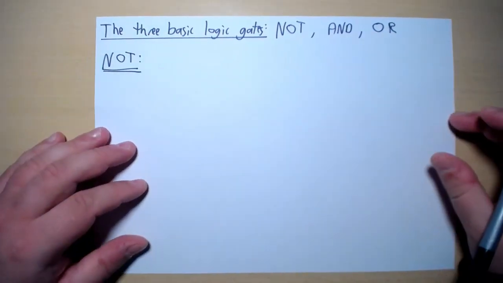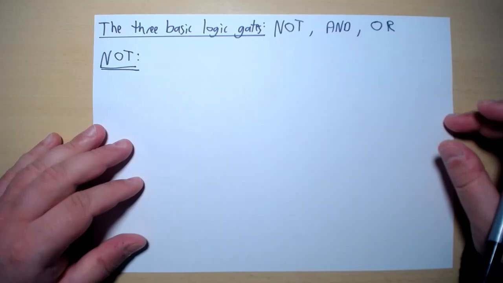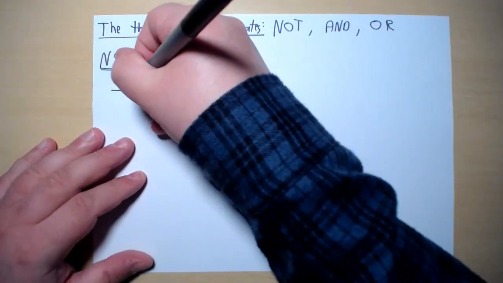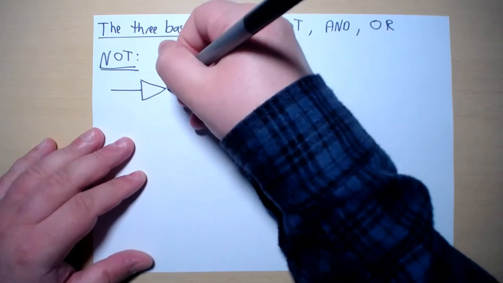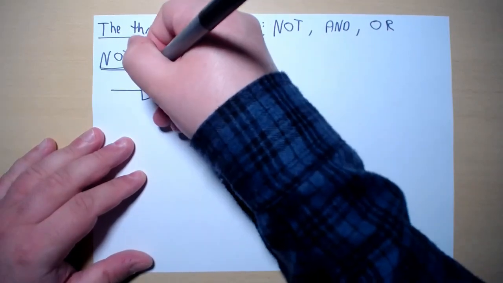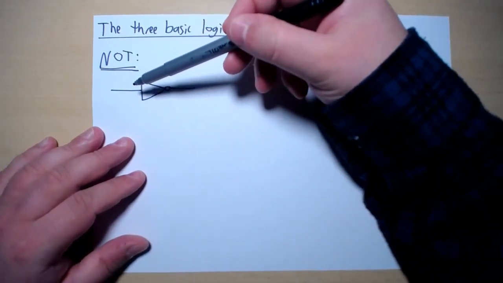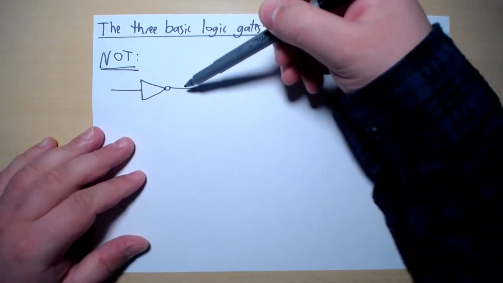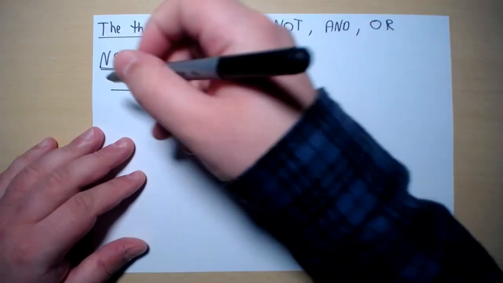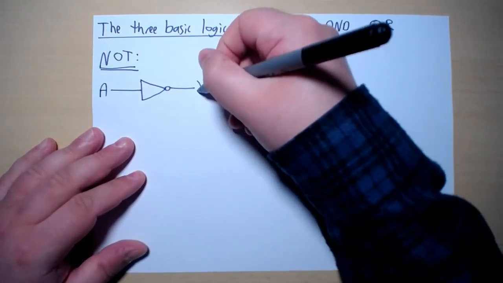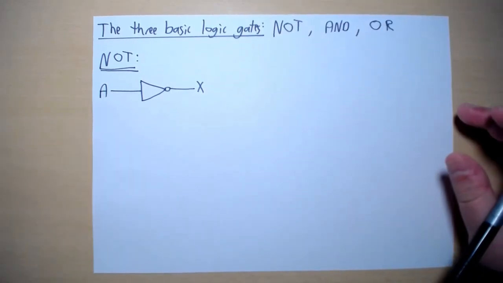The NOT gate is a type of gate that takes one input and gives us one output. In fact, it is drawn like this. This single wire here is representing the input, while this single wire here is representing the output. I am going to label the input with letter A and the output with letter X.